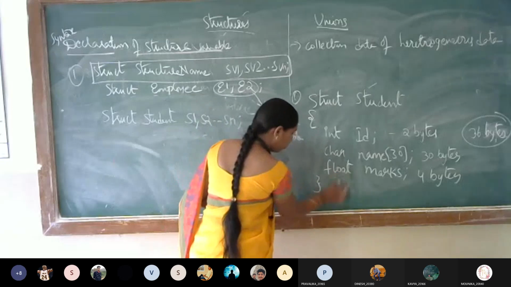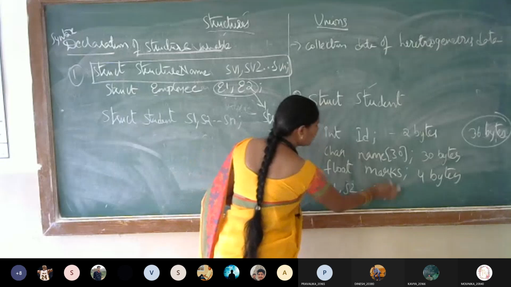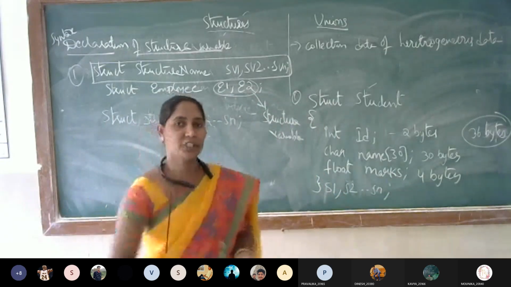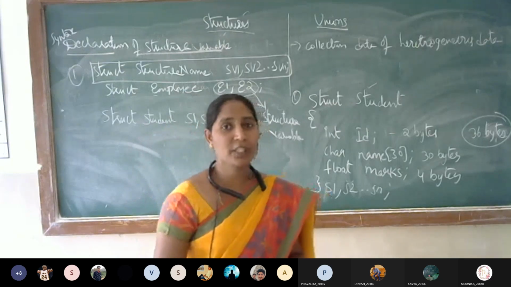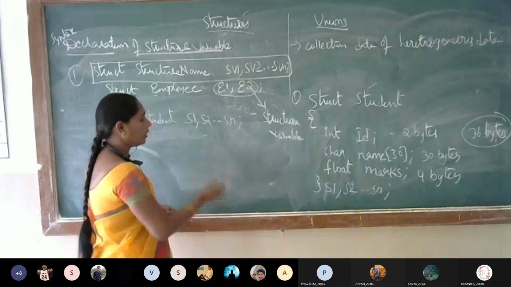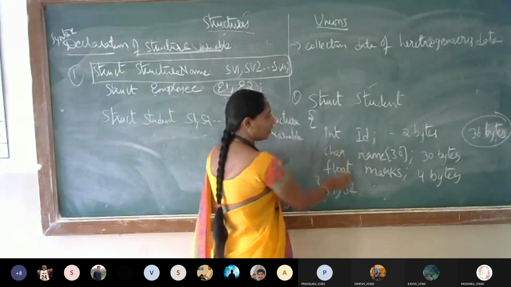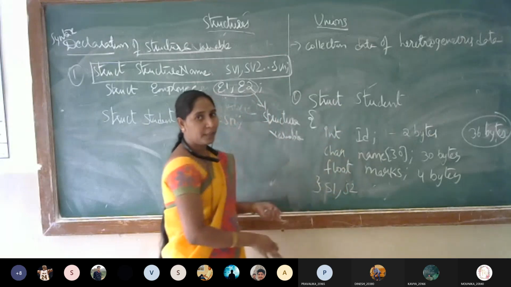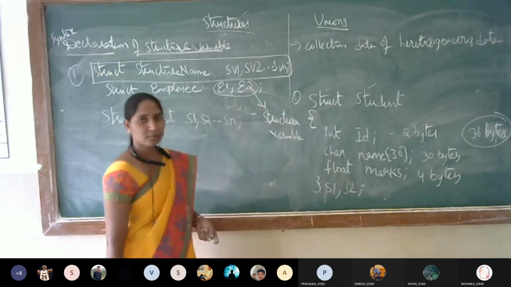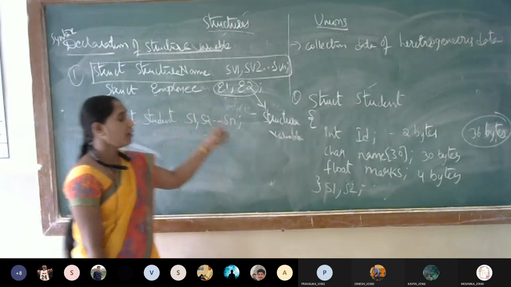After the structure ends, just remove the semicolon and directly specify S1, S2, and so on to Sn, semicolon. First you give the structure definition. After the definition, you need to specify the structure variables, either S1, S2, S3 and so on to Sn. For example, if I am taking only 2 students, then I specify the same structure definition, and then next to it I represent the structure variables S1, S2, semicolon. This is one way. Either you can use this method or you can use that method.